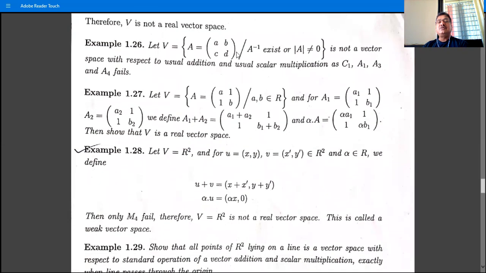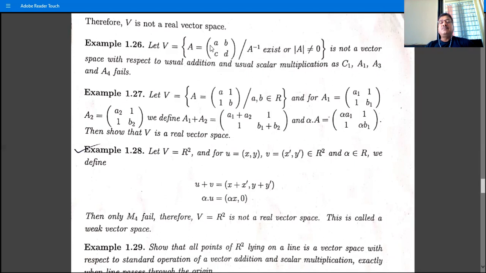Let V be the set of 2 by 2 order matrices such that A inverse exists, or determinant of A is not equal to 0. So this is a subset of M2 by 2 R. So take the elements whose inverses exist in M2 by 2 R. It is not a vector space with respect to usual addition and usual scalar multiplication, as the properties C1, A1, A3, A4 fail. How can we show C1 fails? Because the addition of two invertible matrices is not necessarily an invertible matrix.